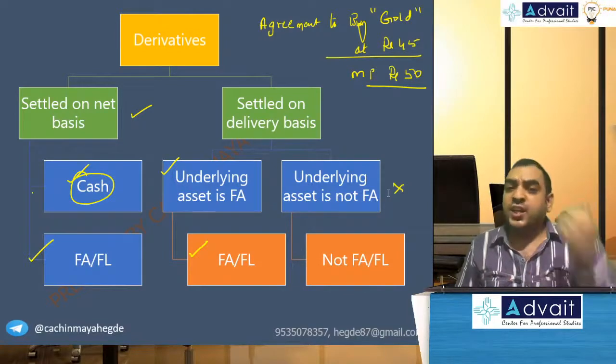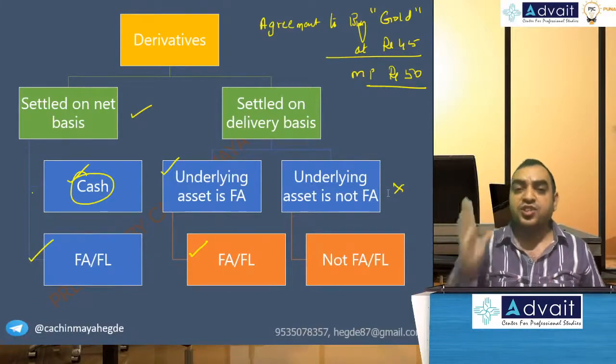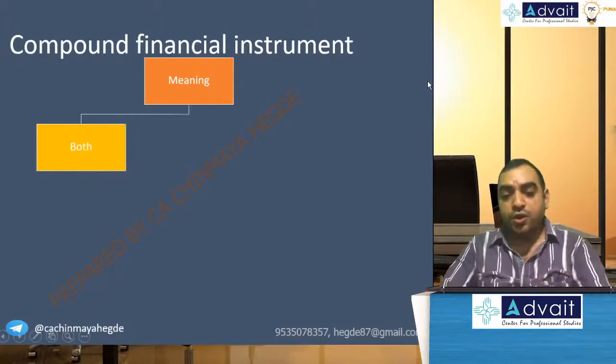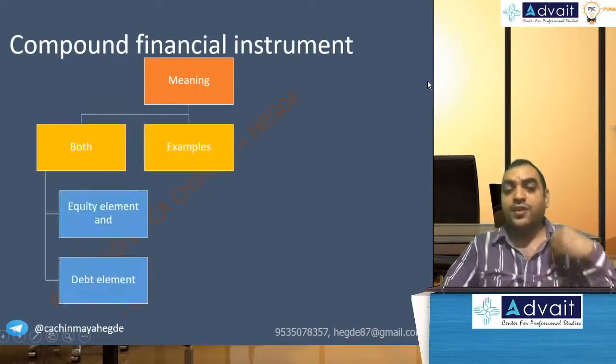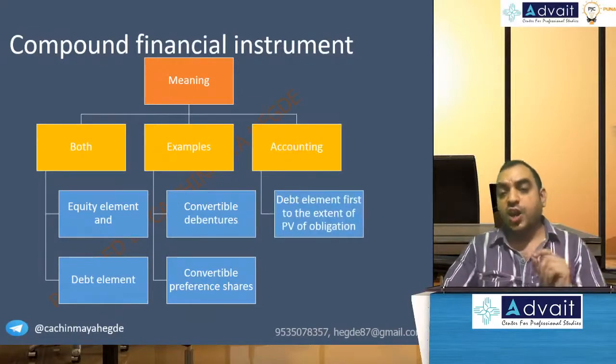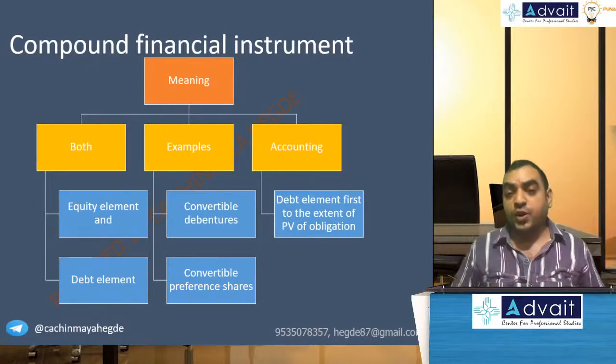If the settlement is on net basis, anyway cash, straight away go for derivative as financial instrument. This is about derivative. Compound financial instrument, where you have an equity element as well as debt element, like convertible debenture. Accounting is you have to calculate debt component and equity component.